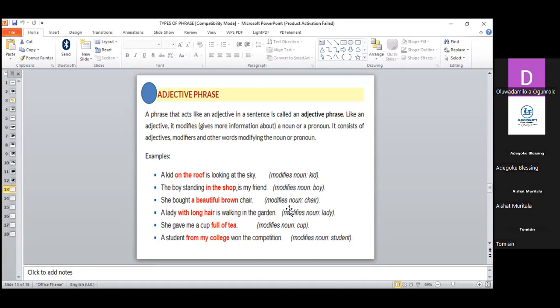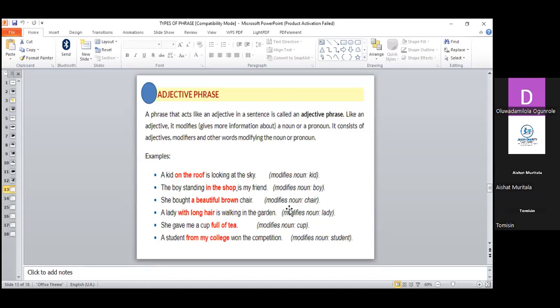If you remember, the last time when we were talking about prepositional phrases, we said that prepositional phrases can act as adjectival phrases too. So in that composition, we have on the roof. The head word there is on, and then the object of the preposition is the roof. But here, we are not using it as a prepositional phrase, but we are using it as an adjectival phrase because it is giving us more information about the kid.